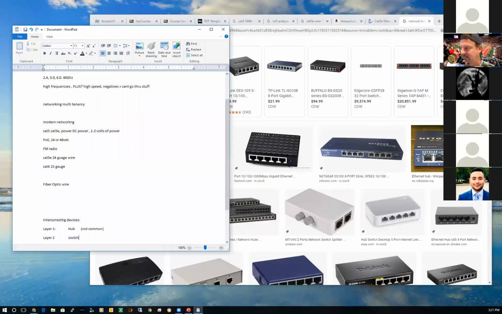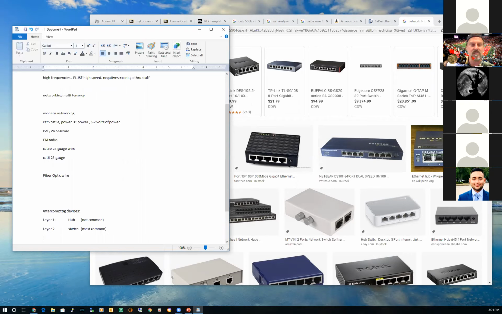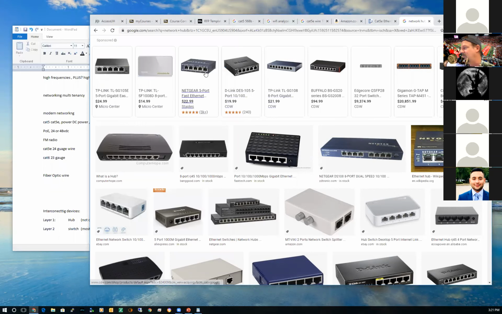we use interconnecting devices called switches, or a switch. Much more common. Actually, I should say most common. A switch is the most common interconnecting device. Even more common than a wireless access point, which is also a switch. How much do switches cost? Well, you can go down to Office Depot or Amazon.com and buy a 4 or 8 port switch for 20 bucks. They're really cheap. They didn't used to be cheap, but they're much, much cheaper. They work at layer 2.